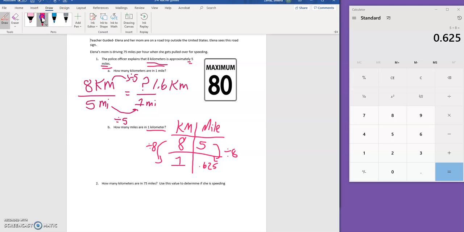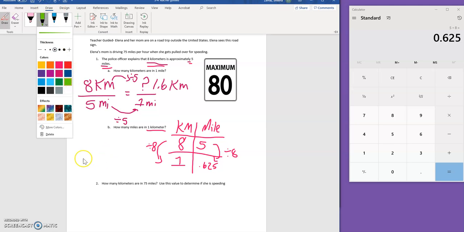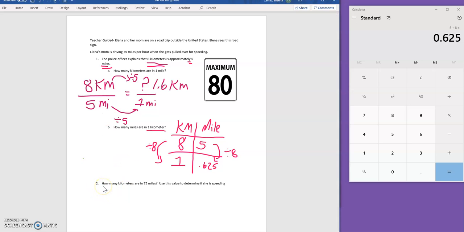For part 2 of this question, we're now going to use our unit rate to do some converting. So in order for us to prove if she is speeding or not, we need to convert 75 miles into kilometers so we can compare to the maximum speed limit. So I'm going to have to choose which one of these two unit rates is most helpful. And I'm going to do that by first putting my question into fraction form. So how many kilometers are in 75 miles?